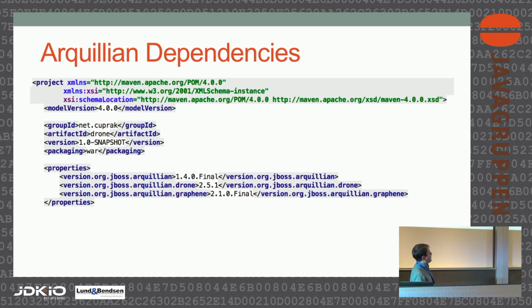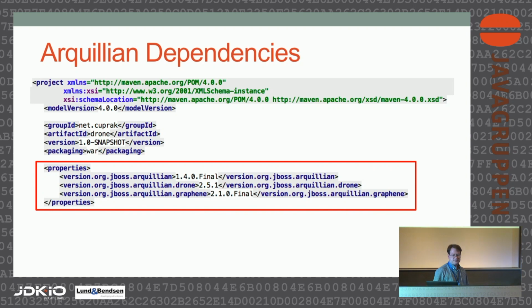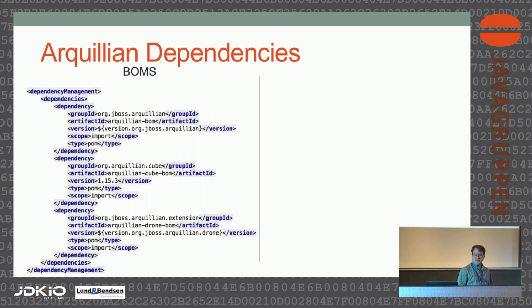Adding Arquillian to a project is pretty trivial. The best practice, of course, if you're writing with Maven, is to put the different versions up at the top that you're going to pull in, which are those properties right there. And then you pull in the bill of materials for the different projects that you're going to use. In this case right here, I'm using Arquillian Core, which is the top one, Arquillian Cube, and then using the Drone down below. So I'm pulling in those 3 bills of materials.